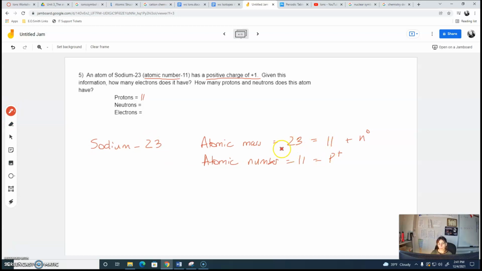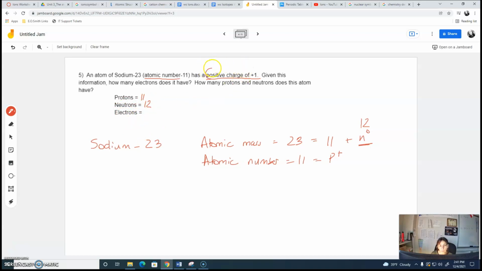So if I got 23 equals 11 plus some unknown number of neutrons here, well, I can pretty easily do that math. 23 minus 11 equals 12. So I know that I got 12 neutrons. Finally, electrons. How am I going to find that?